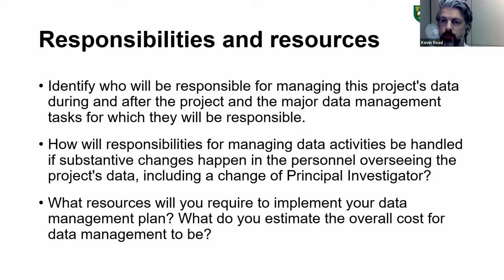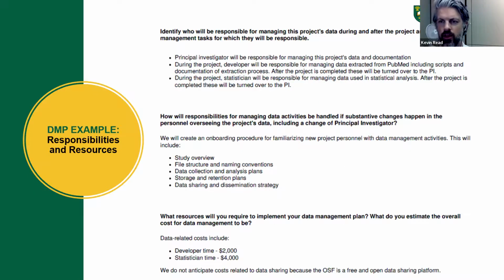So the first two are really about accountability and documenting who's responsible for what. And the last one is, what else do you need and how much is it going to cost? These are the three components of this section, and this is how we answered this particular section for our data management plan. We focused on who's responsible for managing the data, what the developer is responsible for, what the statistician was responsible for. All of this is laid out so we know exactly whoever's touching the data has a role, and the role is clearly described. So it's very clear to say, okay, if we didn't get the data back from the statistician, we know who to contact.